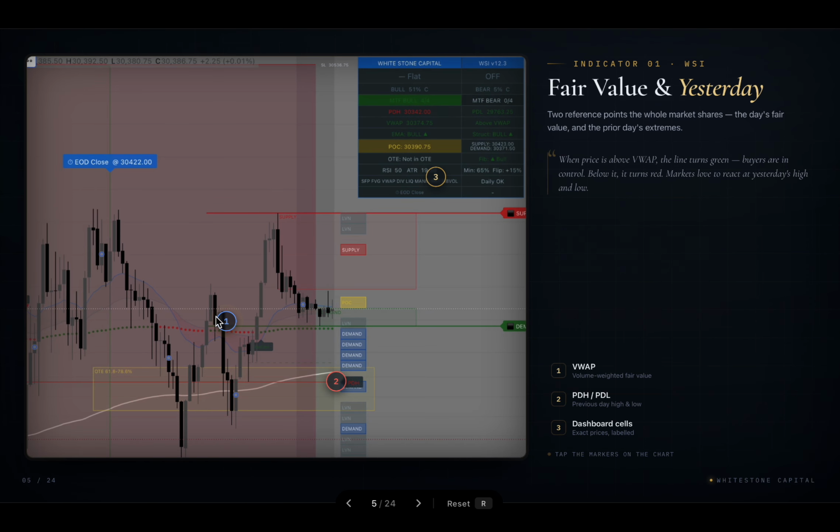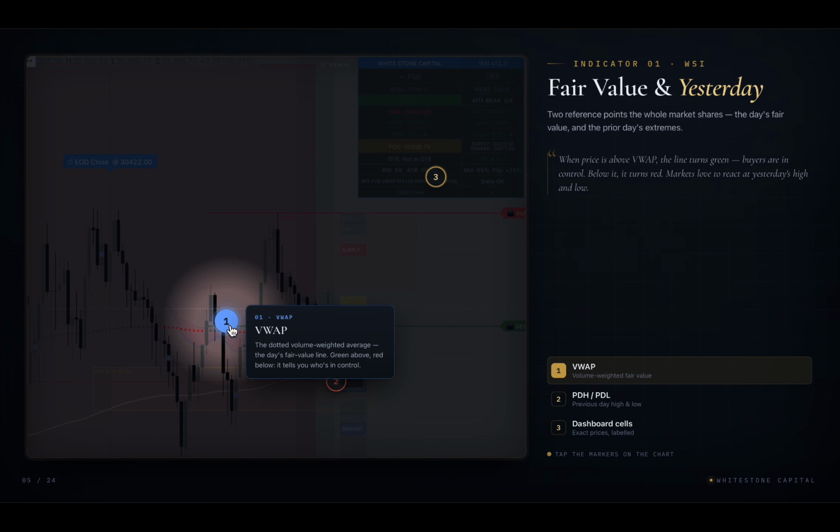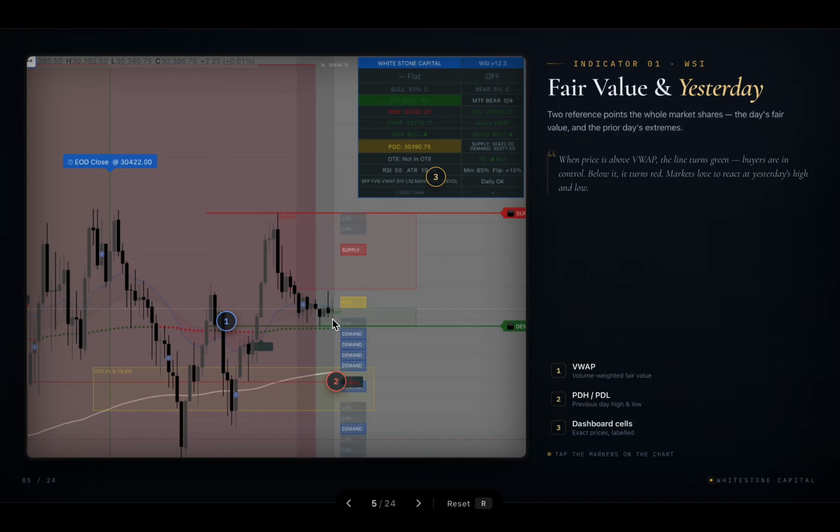The dotted line is the VWAP, the daily fair value line, weighted by volume. Above it, the line turns green and the buyers are in control. Below it, it turns red and the sellers are in control. These 2-step lines are PDH and PDL, the previous day high and the previous day low. The markets love to react at yesterday's extremes. So these are magnets and decision points, and the dashboard prints both exact prices on the right. So you'll never have to guess which is which.